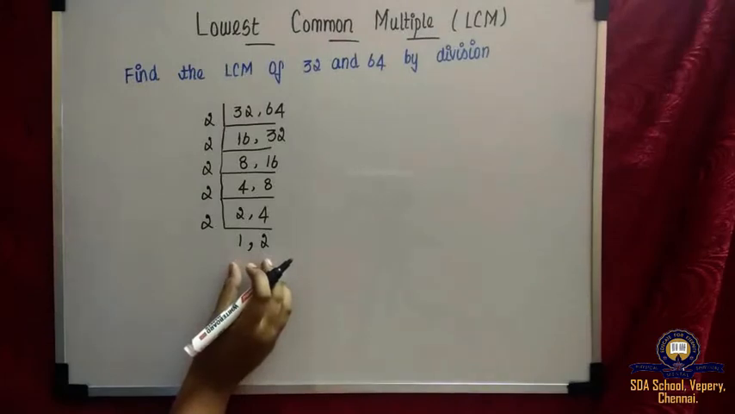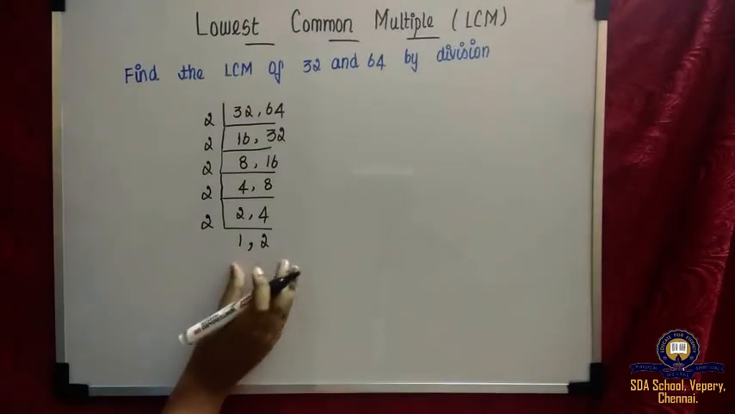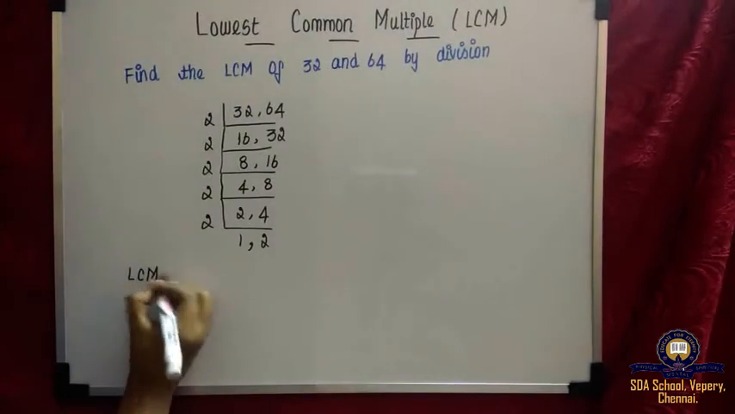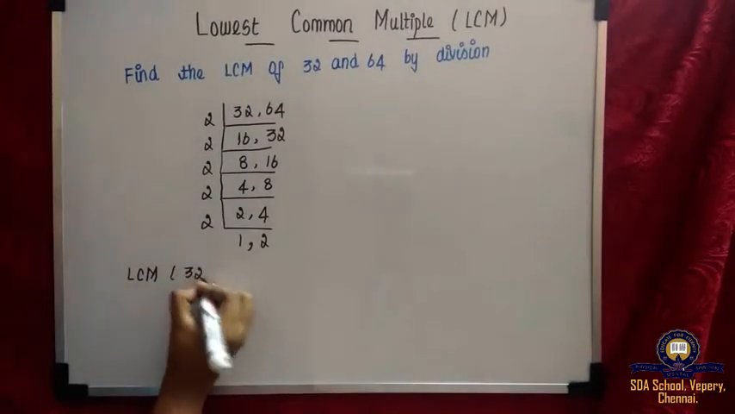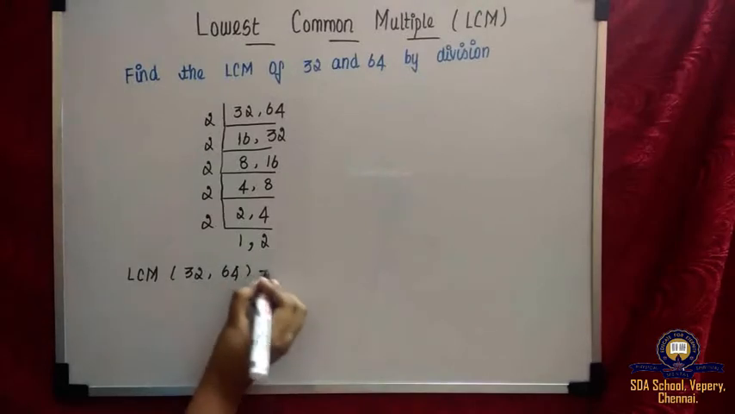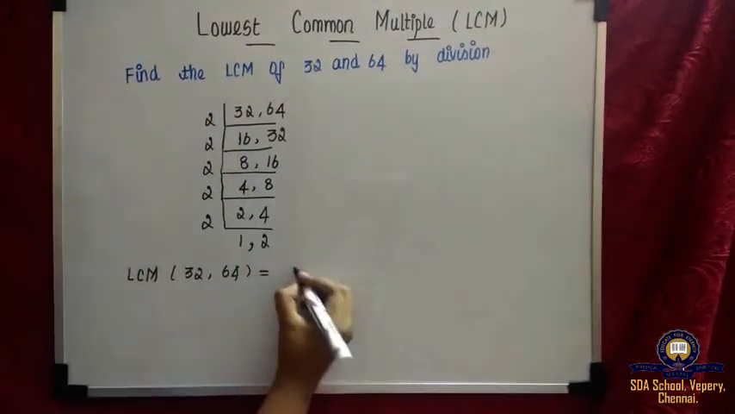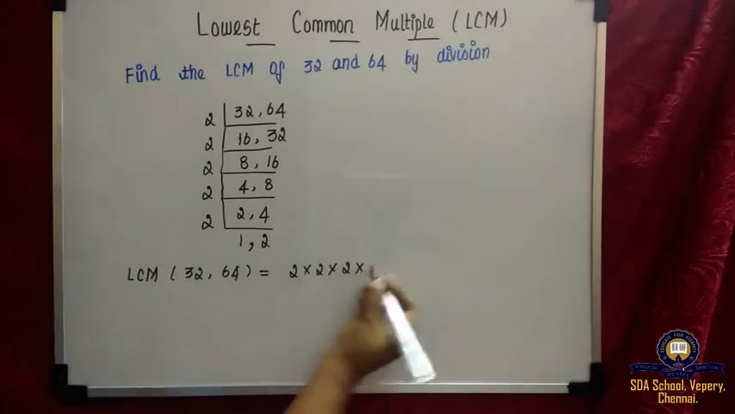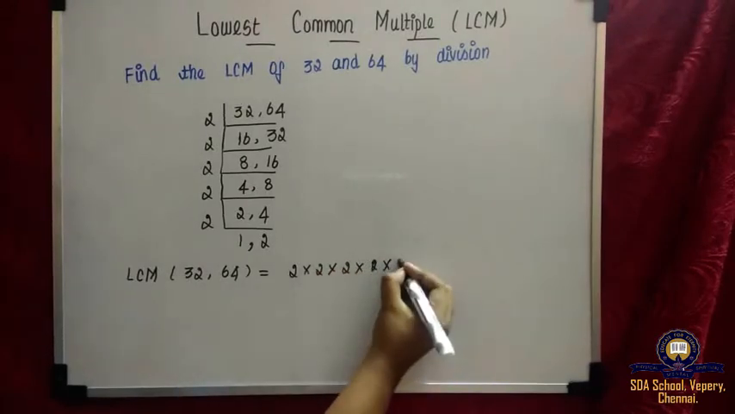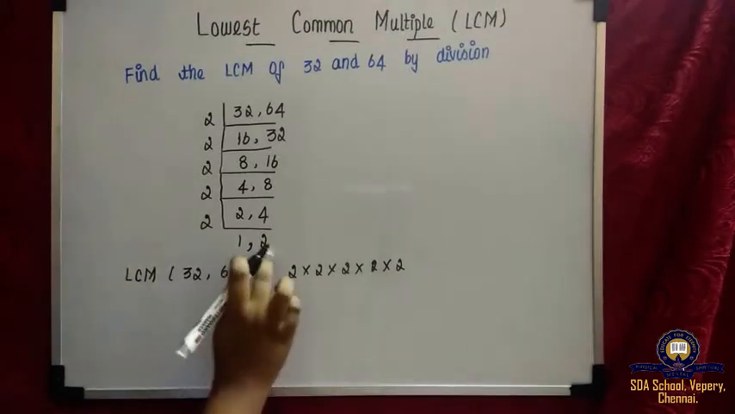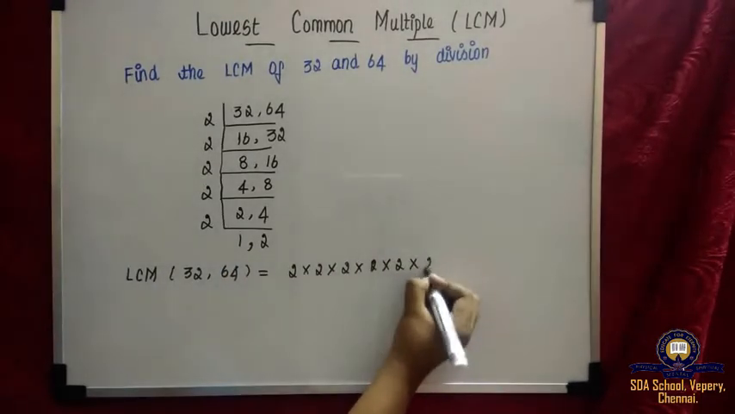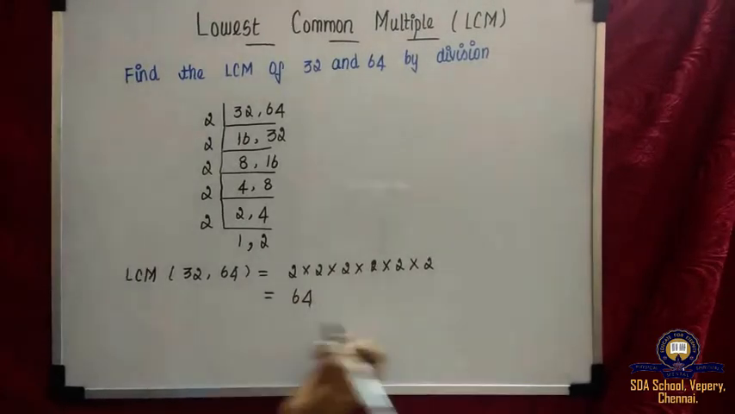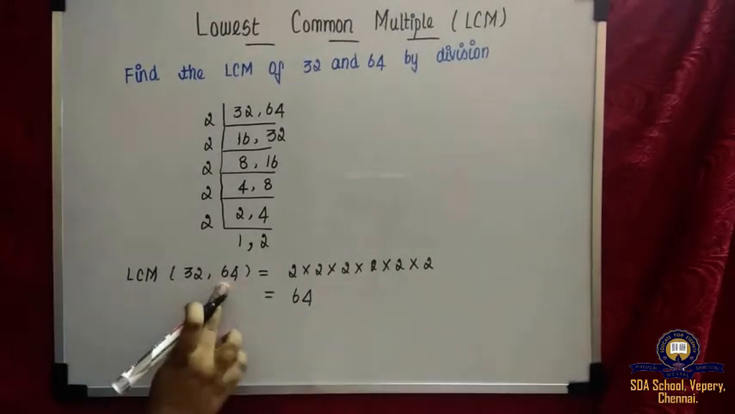Can we find a common factor for 1 and 2? No, right? So we will stop at this step. So the LCM of 32 and 64 will be the product of all the divisors, that is 2 into 2 into 2 into 2 into 2, and the remaining number, which is nothing but 2. So when you multiply, you will get 64. So the LCM of 32 and 64 is 64.